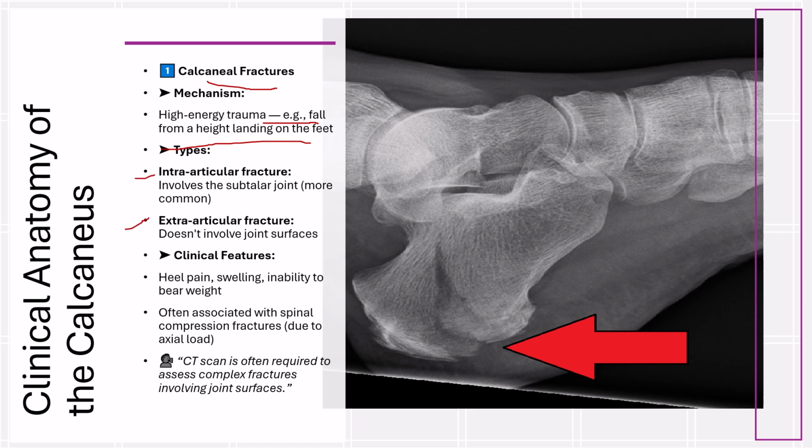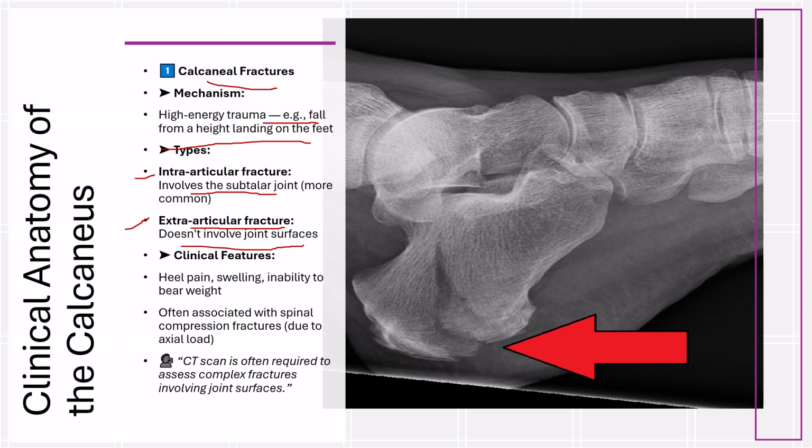The intra-articular fracture involves the subtalar joint, and it is the more common of them, while the extra-articular fracture does not involve the joint surfaces. So the main difference is that in the intra-articular fracture the articular surfaces are involved, and in the extra-articular fracture the articular surfaces are not involved.